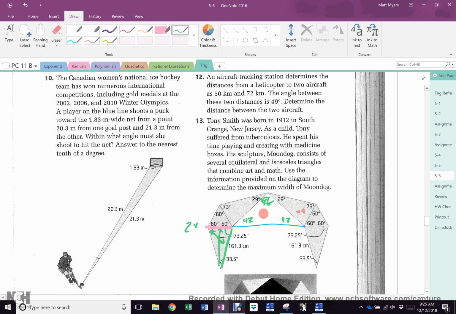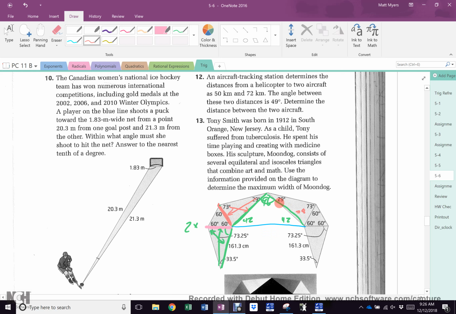If I can find one of the sides, can I do trig? I can do sine law, right? Or, if I found that side, then I would know that side is the same, and I could do cos law, couldn't I? Your choice. I know this, so I know this. I know that, I know that. There is a sine law opportunity. Once I have that, I know that, and then it's a cos law opportunity.